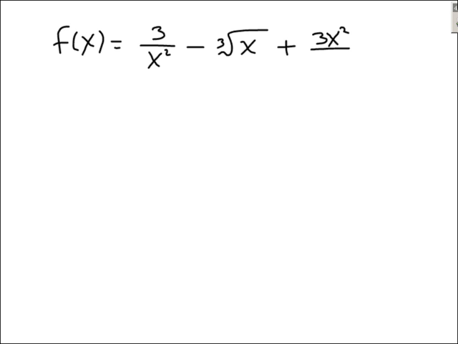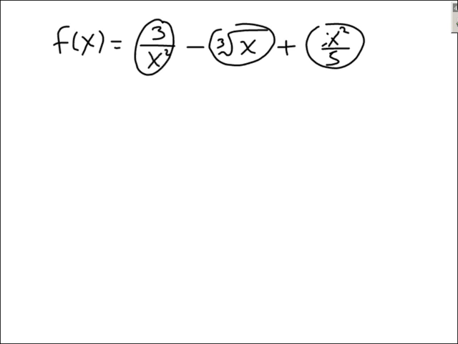So I'll give you that f of x is equal to 3 over x squared minus the cube root of x plus 3x squared, or just x squared over 5. X squared over 5. And we'll talk about each one separately. Each one meaning terms. You want to take the derivative of each of them. First minus the second plus the third.